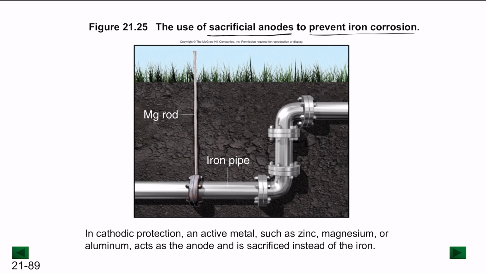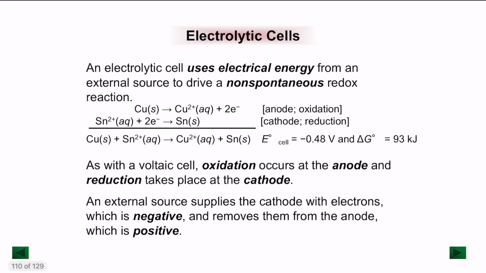For example, if you use a more active metal, rather than rusting the iron here, the magnesium rod generally undergoes much more corrosion, resulting in what we call a sacrificial anode. Here we use an active metal such as zinc, magnesium or aluminum, which acts as the anode and is sacrificial instead of iron. Let's come to the final part, the electrolytic cell.